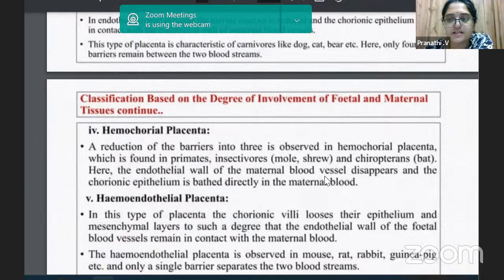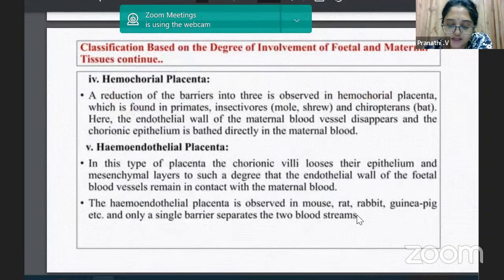And then you have the hemoendothelial placenta, wherein there's a lot of fetal and maternal tissue association taking place. All three components of the maternal placenta and two components of the fetal placenta are completely eroded. So fetal blood vessels directly dip into the blood lacunae of the uterine wall. So there is only one barrier present between the fetal and the maternal circulation, and this is seen in rodents, that is your rats, rabbits, and guinea pigs.